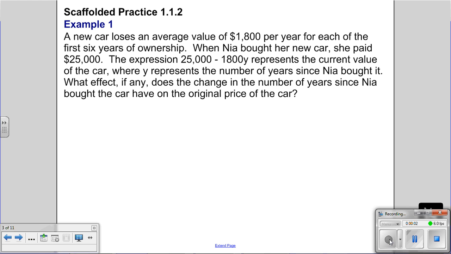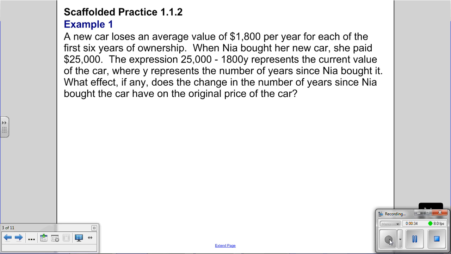Okay, this video is for Math 1, Lesson 1.1.2. Again, we are looking at building expressions and identifying the different pieces of the expression. What we're focused on in this lesson is if we change a piece of an expression, how does it affect the other pieces and the overall expression? Again, can we take a situation, translate it to math, and understand the different components?